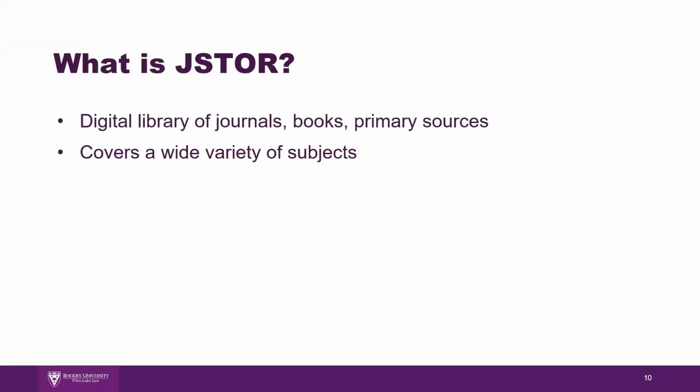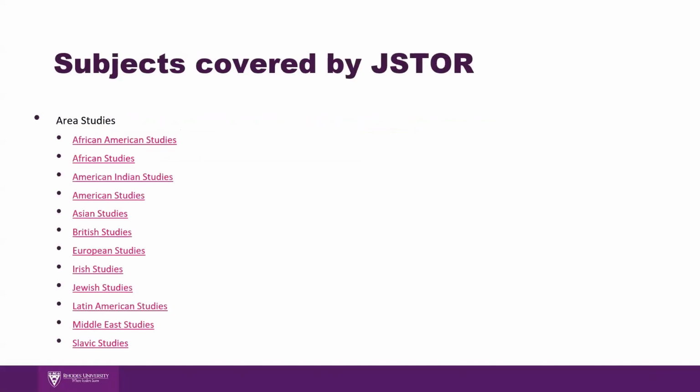I've been speaking about the JSTOR database for a minute or so now, and I just want to give an overview of what it is. JSTOR is a digital library of journals, books, alongside primary sources as well. It also covers a very wide variety of subjects. It's not attached to a specific discipline, but rather covers a large number of disciplines.